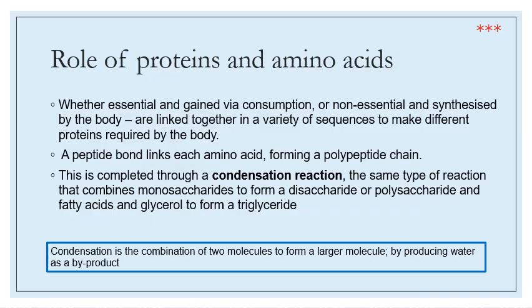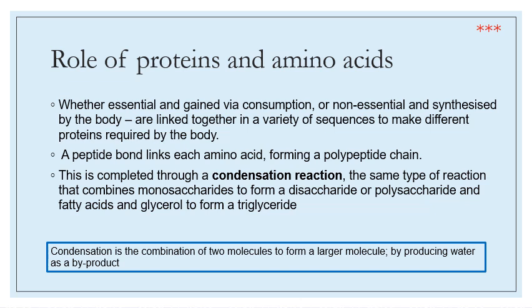Whether essential and gained via consumption, or non-essential and synthesized by our bodies, they are linked together in a variety of sequences to make different proteins required for our body. The peptide bonds link each of our individual amino acids, so remember there's 20 of them. They link together by these peptide bonds, forming what's called a polypeptide chain, so this long chain connected by these peptide links.